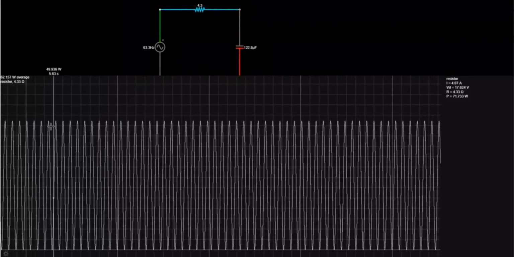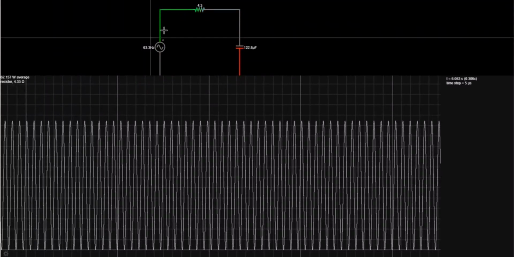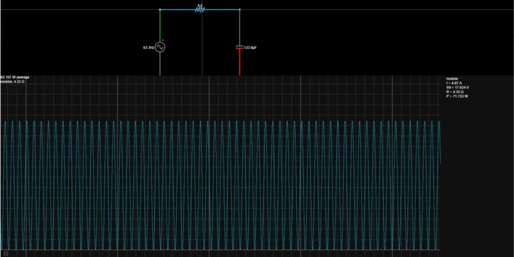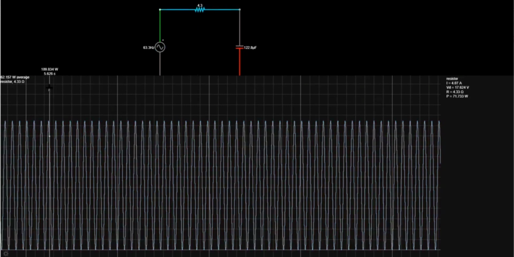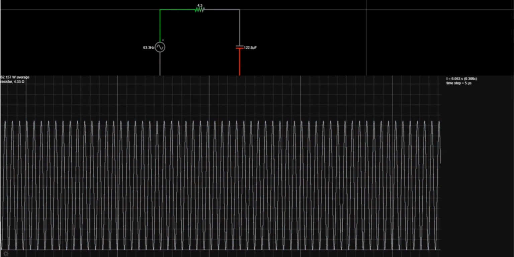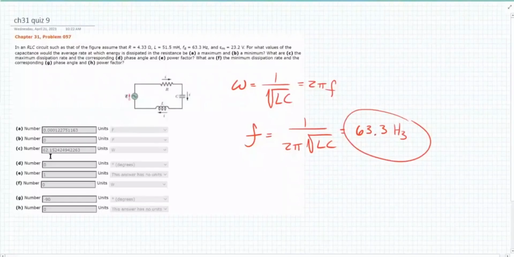According to Falstad, the average power produced when current flows through my resistor is 62.157, compared to 62.152. That's just because we haven't cranked up the accuracy, but that's a match. Falstad is basically saying the same thing that math and physics predicted for us.